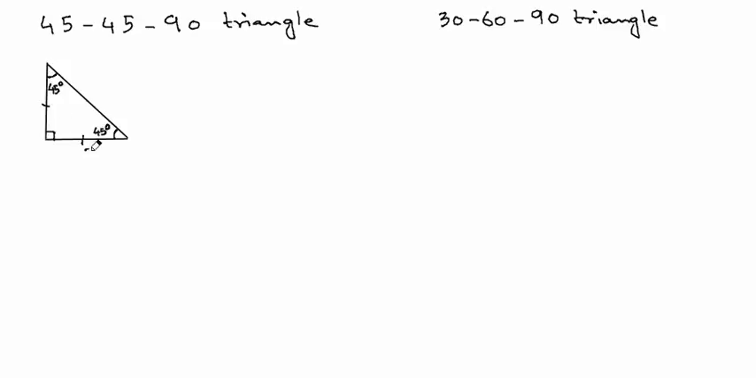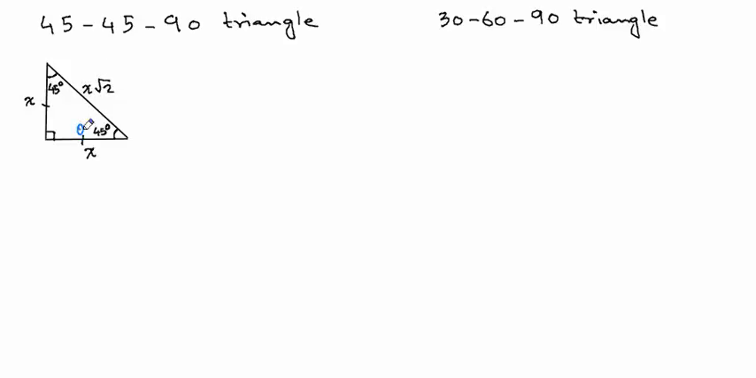So let's just call it x. X can be anything. And the hypotenuse in terms of x is always going to be equal to x multiplied with square root of 2. So if x is 1, which means these two sides are 1 unit each, then the hypotenuse is going to be square root of 2 units. If x is 2, this is going to be 2 times square root of 2 and so on.